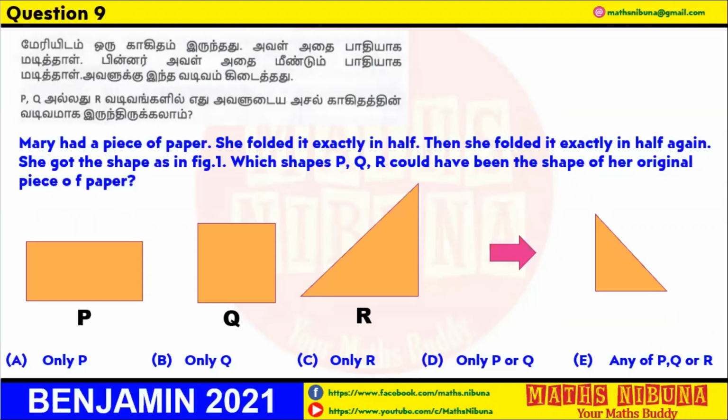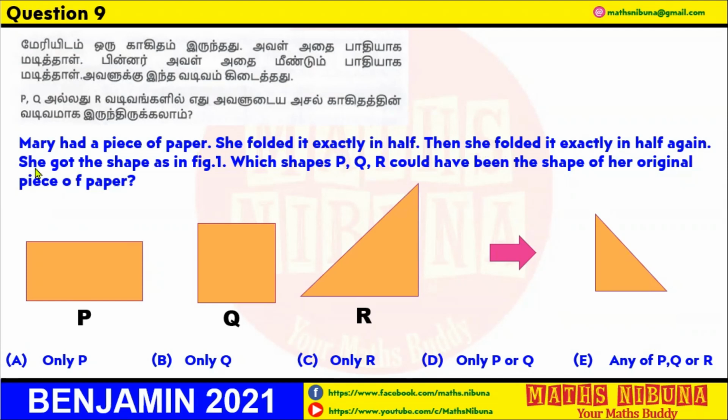Okay, look at question number 9. Mary had a piece of paper. She folded it exactly in half. Then she folded it exactly in half again. I mean, she folded it two times, first in half and second in half. But they didn't tell what is the position or the direction of the folding.